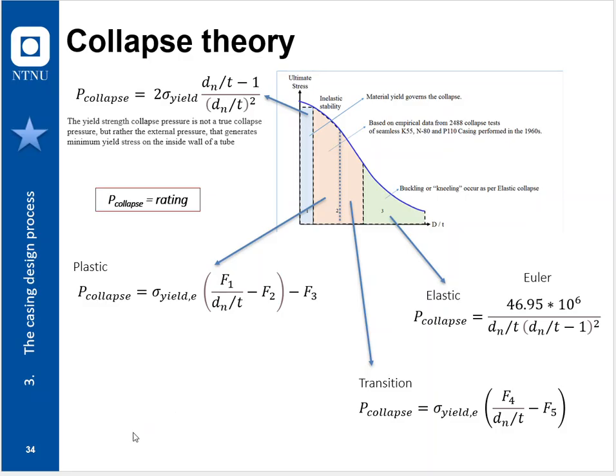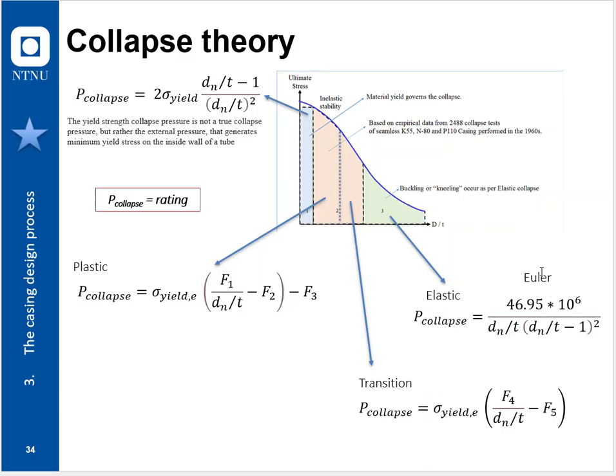The next step, as you know which mode you are in, which area of this are we, then you can calculate the collapse pressure for yourself. Now, in this first area, and this is important to know about collapse calculations and theory, yield strength collapse is mathematically deducted, and it is more or less very, very accurate.